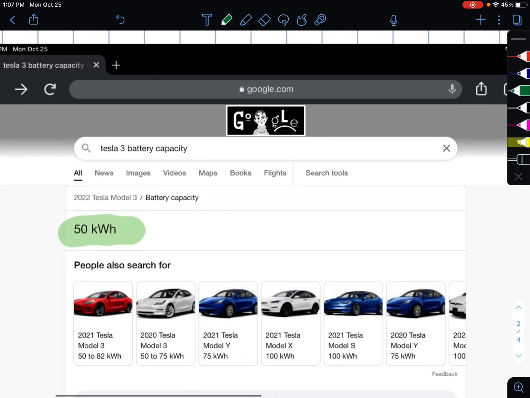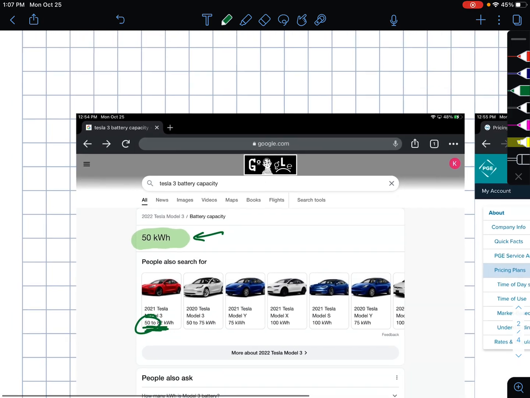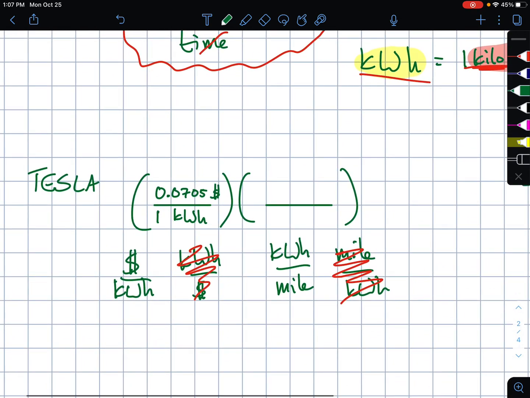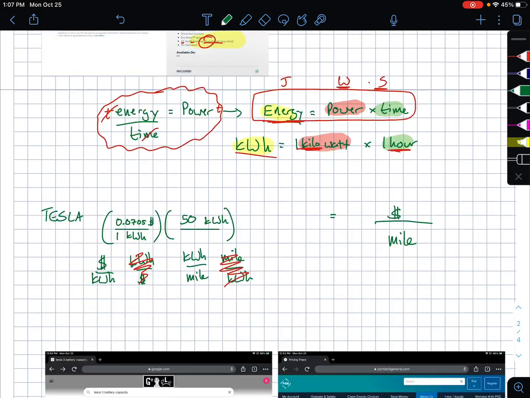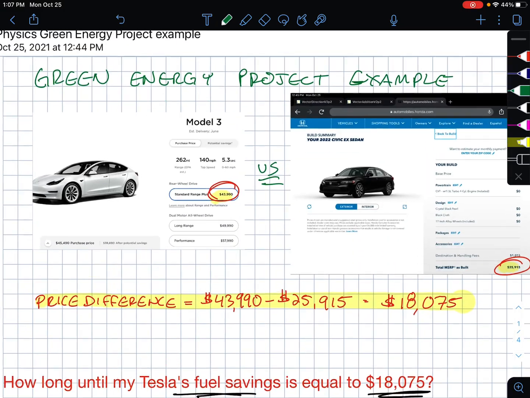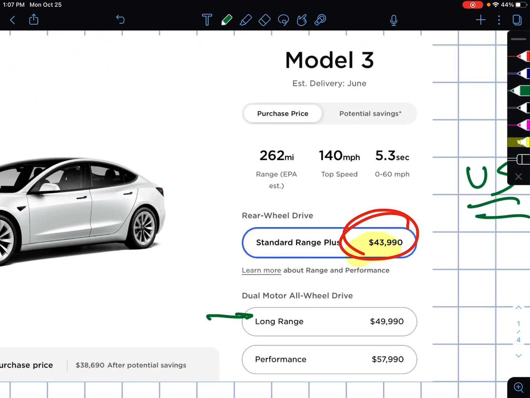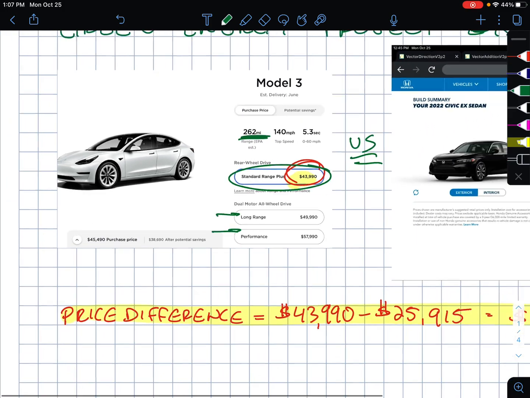So I Googled Tesla battery capacity, and it looks like the base model, the cheaper one here, is going to be 50. I can fit 50 kilowatt hours of electrical energy into that thing's battery. So I'm going to have 50 kilowatt hours on top. As far as how many miles you can go on that, the Tesla's website says that this base Model 3, again, I'm not getting the long range or the performance, I'm just getting the cheap one right here, has an estimated range of 2.6 miles.